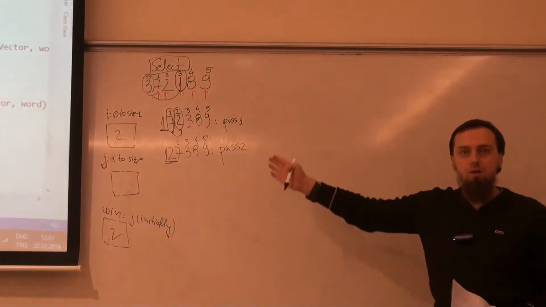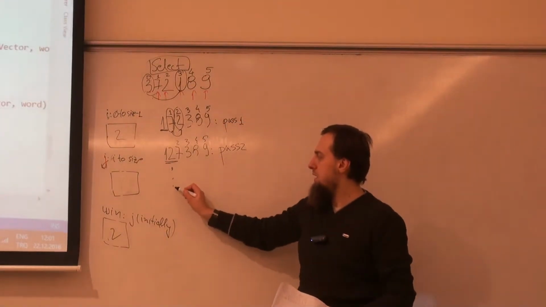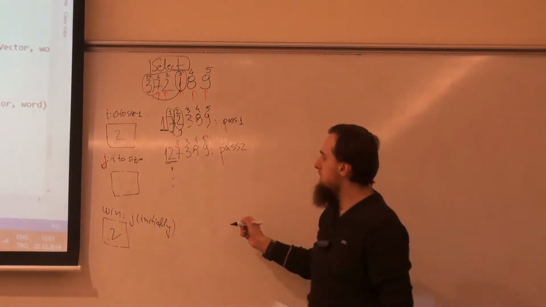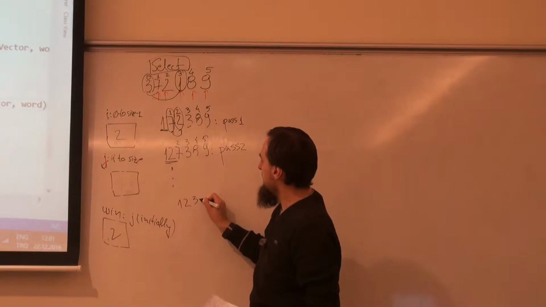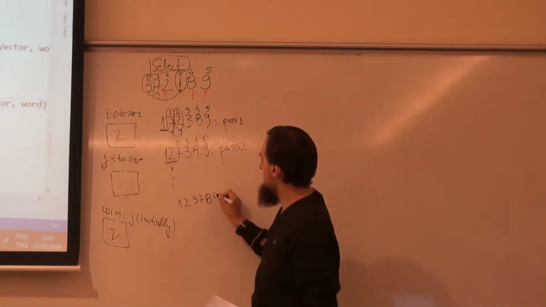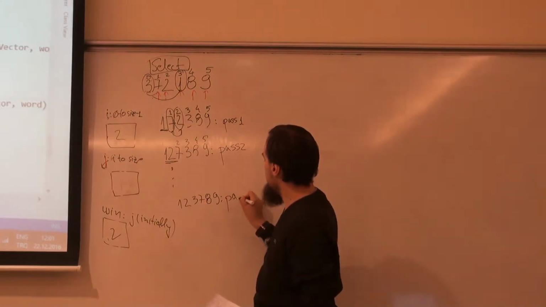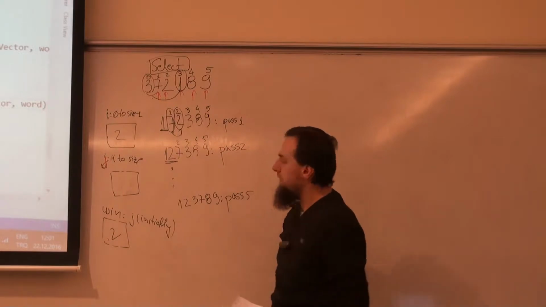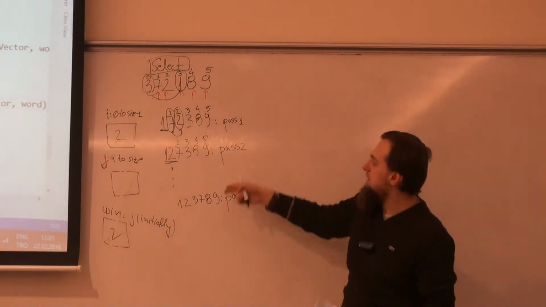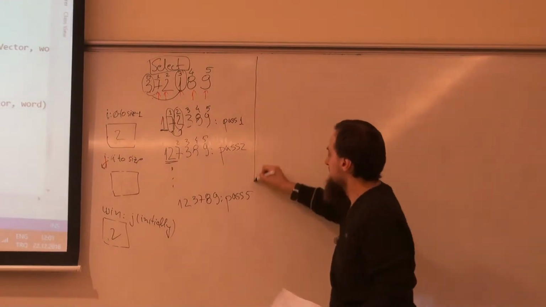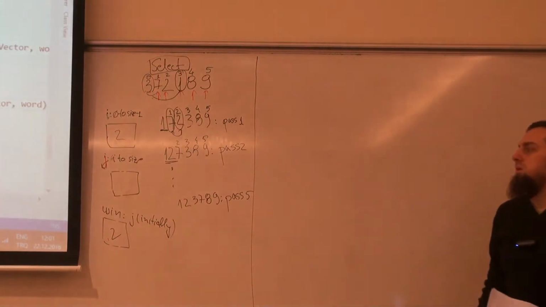Okay? This goes on like this, up until I sort all of them. Basically, I should have in the end 1, 2, 3, 7, 8, 9. This is pass 5. Okay? Is this clear? This is the select sort that we already saw.